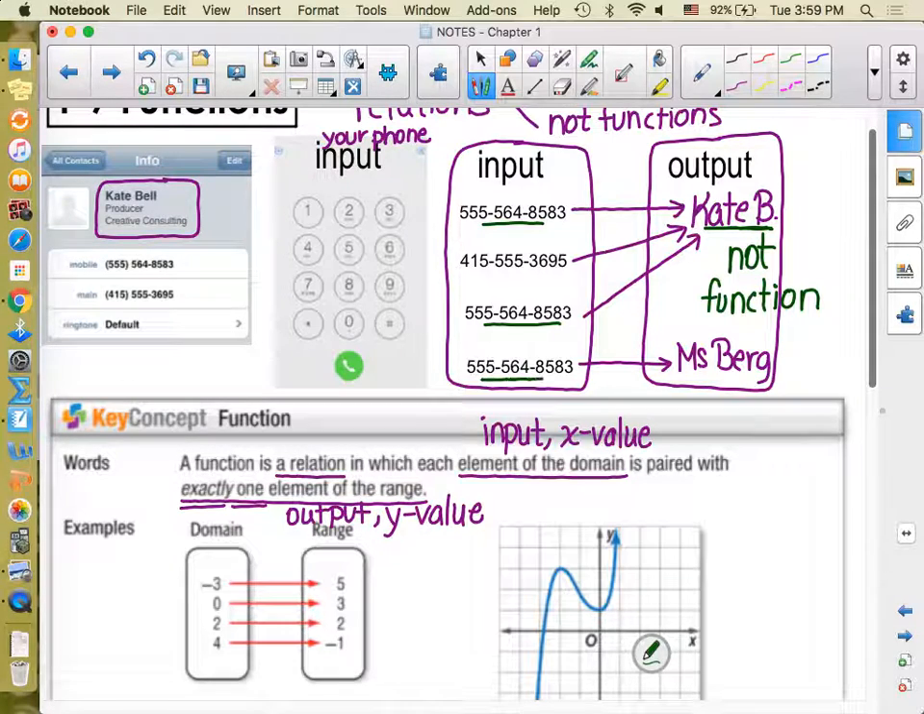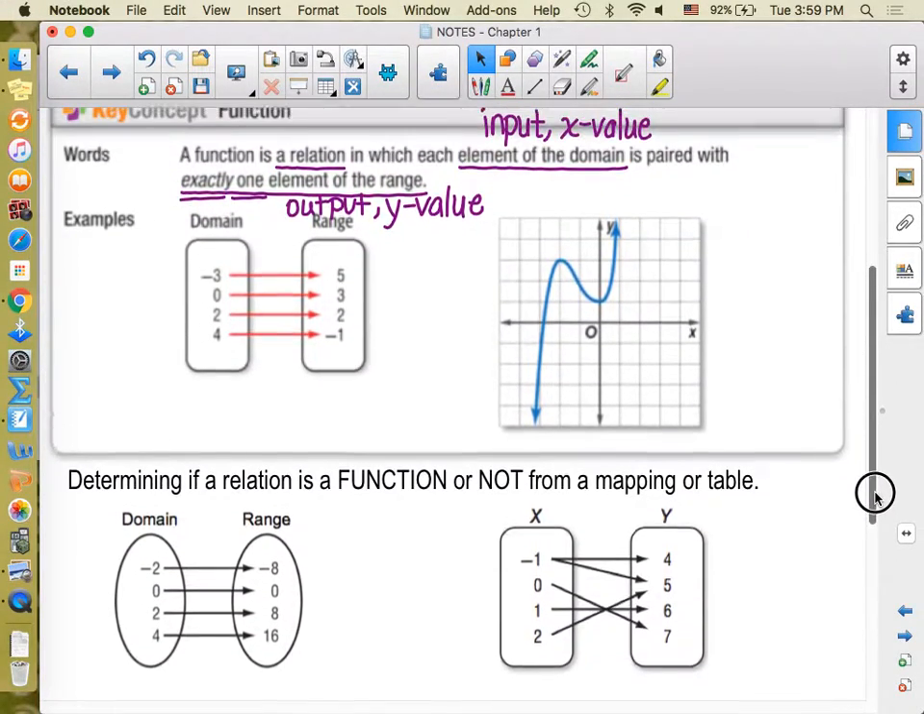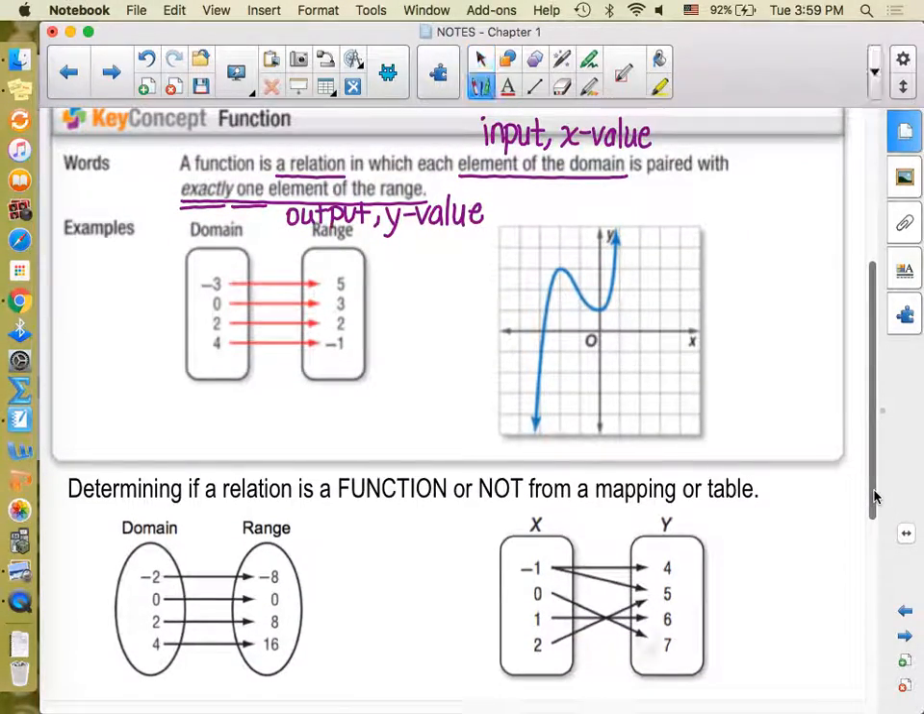We tried that number again though, and now I have a different output. So the input of this number had two different outputs. So we would say this is not data that's considered a function. So let's look at another mapping and see if we can find out what would make it a function.